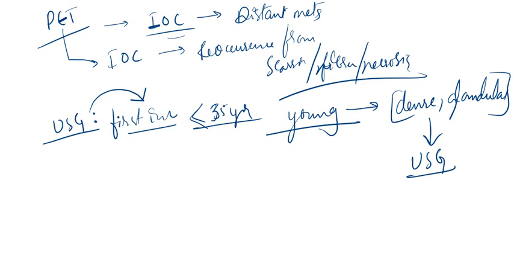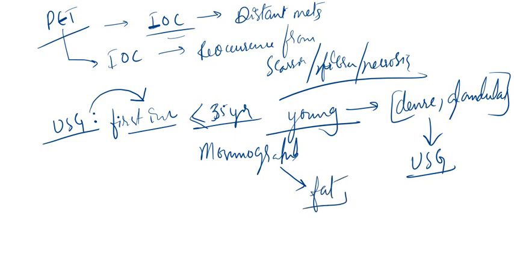But if it's an older female, more than 35 years of age, who came with a complaint of lump, go for mammography. Why mammography in older females? Because older females have a lot of fat that replaces glandular and dense tissues in their breast. Fat replaces dense and glandular tissue. So in older females, their breasts have a large amount of fat. So that's why mammography should be done in them as the first investigation.